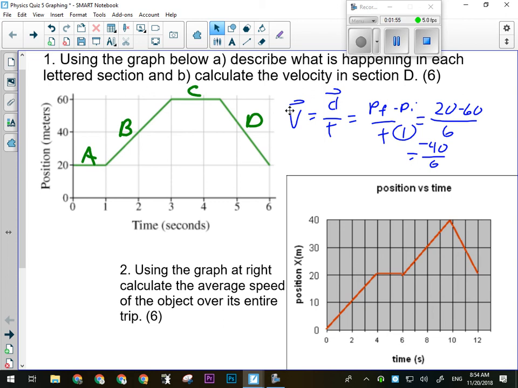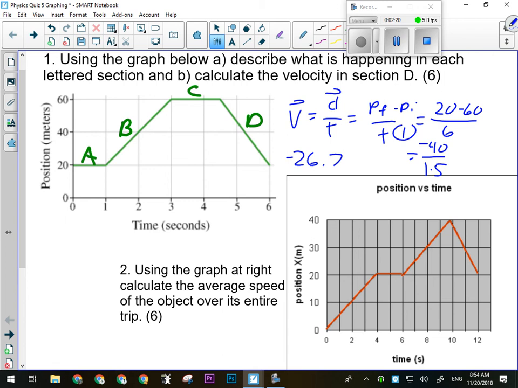Sorry, it's part D. Sorry, I'm looking at the whole trip. That's not good. Yeah, sorry, it should be just 1.5 seconds. And what are we looking at? Negative 26.6 repeating. Okay, but we can just round it to 0.7.